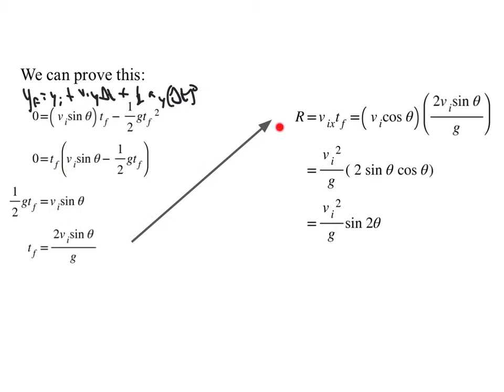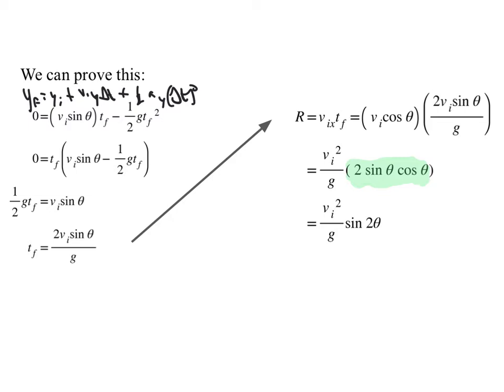And then if we go over here and we say, well, what is the range? The range is the initial velocity in the x times that time, but the initial velocity in the x was v_i cos theta, and we just said that time. When we combine these things, we get v_i squared over g times something which is 2 sine theta cos theta. And in your trig classes, hopefully at some point you've learned about trig identities, and maybe the most useful one of them is that we know that this is actually something special. It's sine of twice the angle.